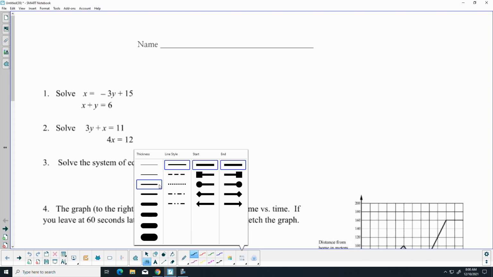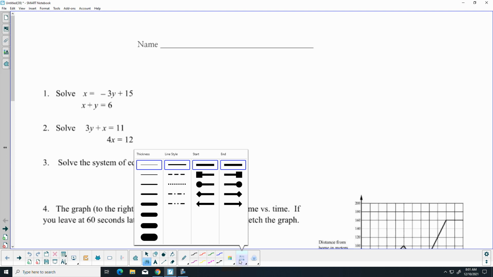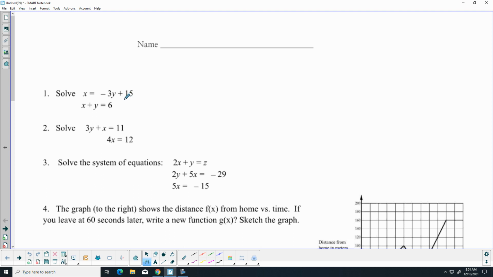All right, let's go ahead and start with problem number 1. We want to solve a system of equations. It looks like we have x solved for, so I'm going to use substitution and take that and substitute it in where I see an x. And I'm going to be left with negative 3y plus 15. And then I still have that plus y equals 6. Combine like terms.